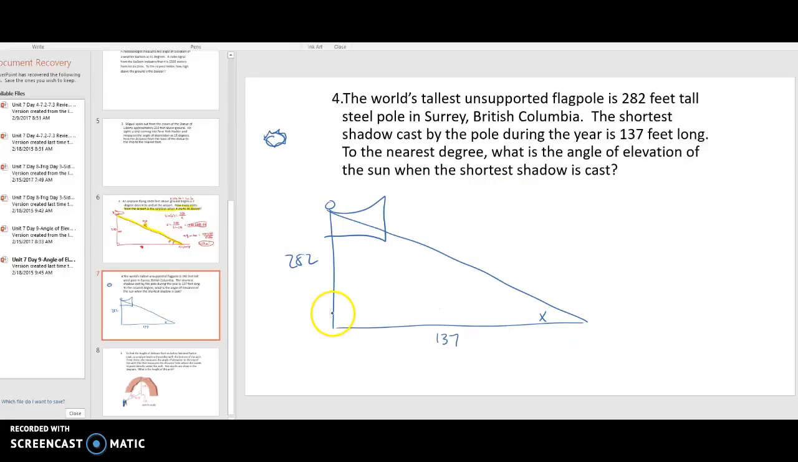So if I'm looking for that angle of elevation to the sun, remember, that angle is going to be consistent all the way through. I have opposite, I have adjacent, which is tangent. So the tangent of, I don't know how many degrees x, is equal to 282 divided by 137. And remember, when we're finding angles, we use inverse. So the inverse tangent of 282 divided by 137 gives you the angle of elevation would be about 64 degrees.